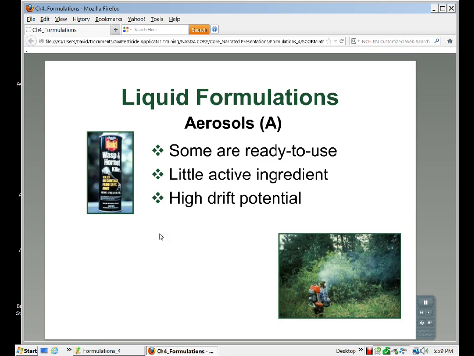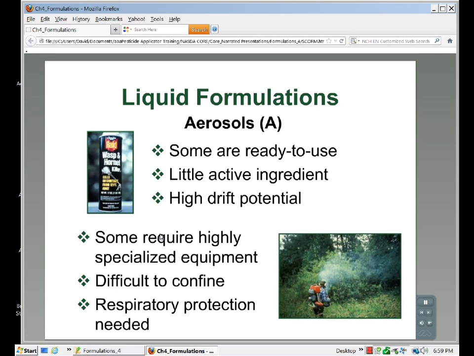Aerosol treatments to large areas require very specialized equipment. Due to the small mist produced, drift and the applicator's personal protection are concerns.